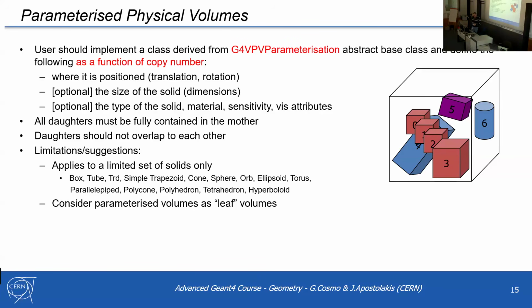And one important thing to consider is that it is always good to have the parameterized volumes as the last leaf in your tree of volumes, so that you can control better, when a particle enters into a specific copy of your parameterization, you can know exactly which copy it is.